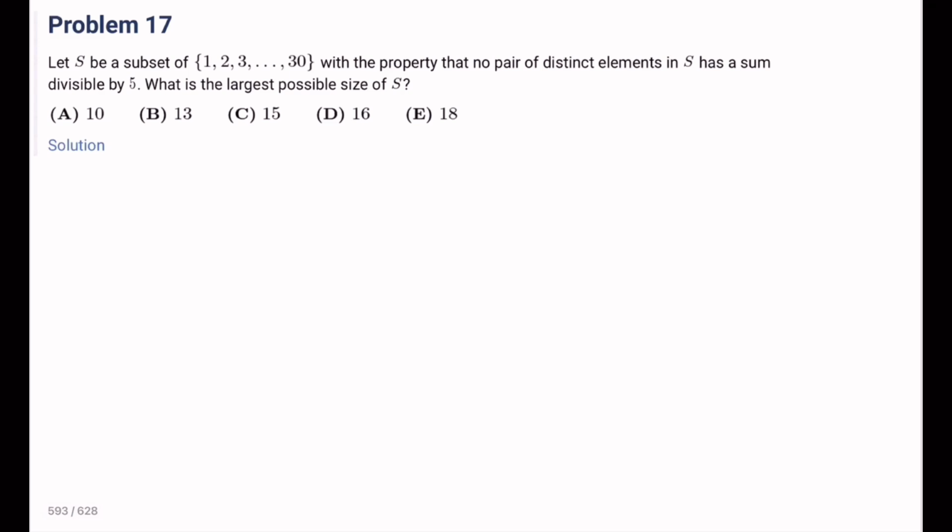Number 17. Let S be a subset of 1, 2, 3 all the way to 30 with the property that no pair of distinct elements in S has a sum divisible by 5. What is the largest possible size of S?